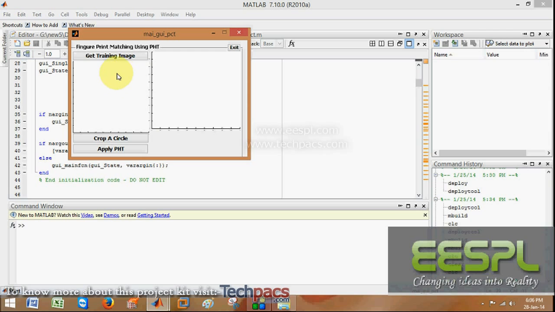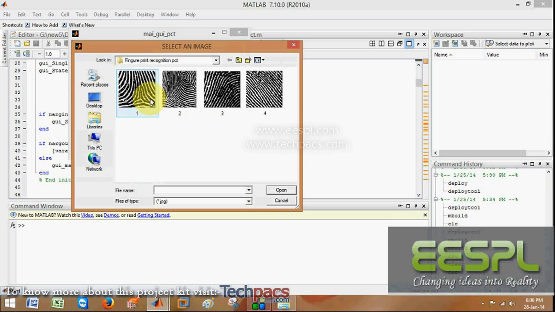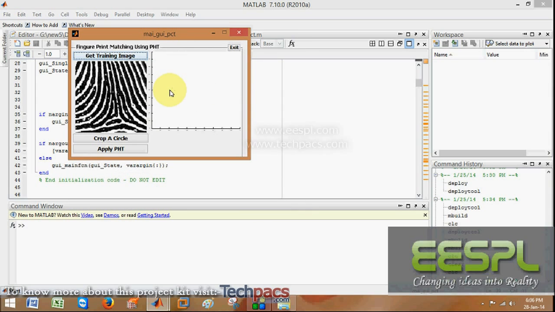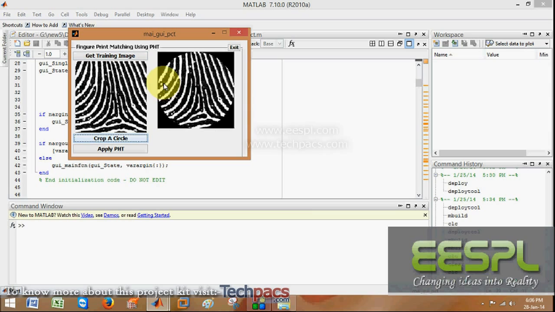So firstly, I have to give the training image, as I am taking the number one image as a training image. Next is to crop the circle. Circle is generally to remove its edges so that we can move the image at any angle during the training session and during the testing session. Next is to apply PHT. When I apply the harmonic transform, it will extract the features of the specific image.